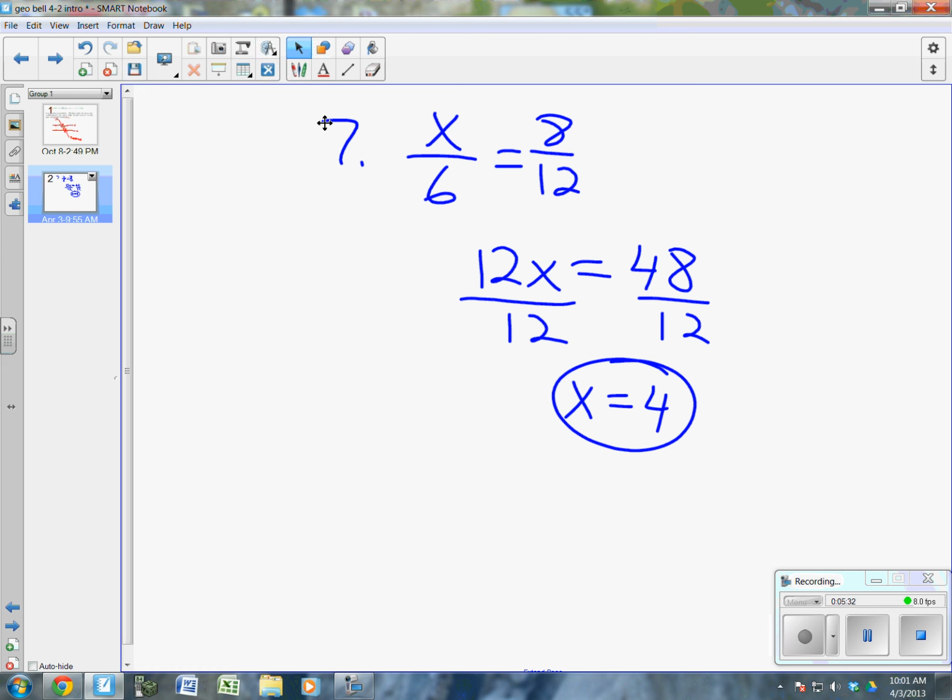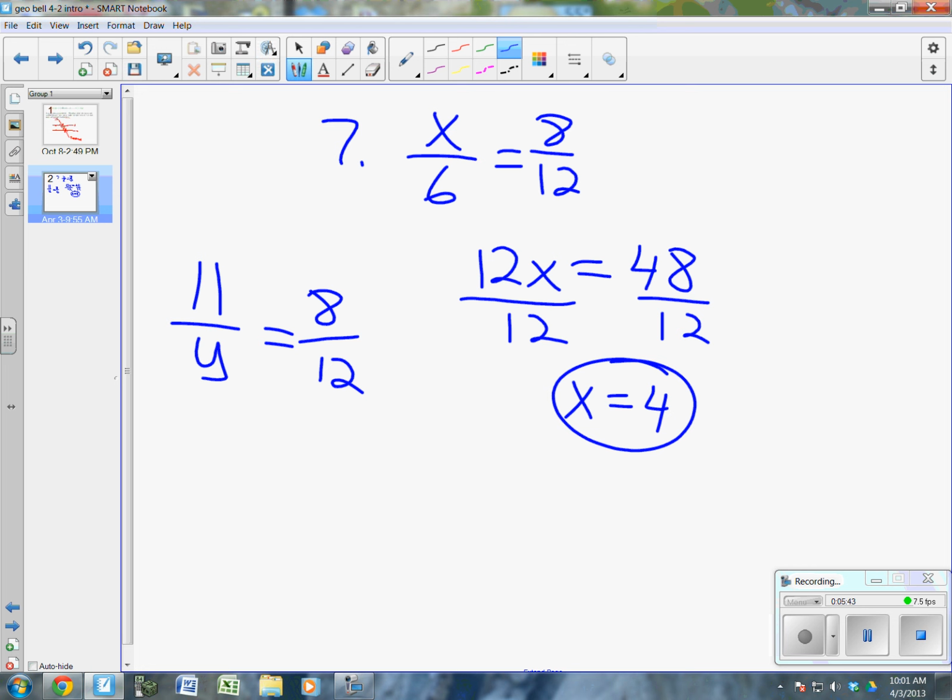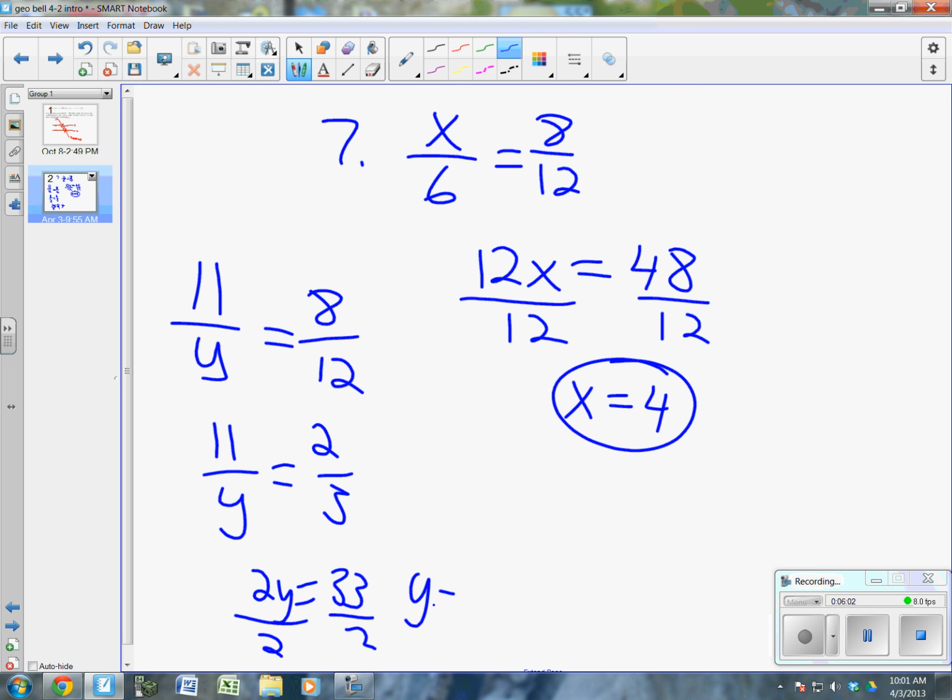So I would do this the same way. I'd do 11 over y, going from small triangle to big triangle, equals 8 over 12. And once again, I'm going to rewrite this as 11 over y equals 2 over 3, because 8/12 reduced is 2/3, and it makes it smaller to work with. 11 times 3 is 33. 2 times y is 2y. You divide that by 2, and you get y equals 16.5. So 16.5 is the answer.